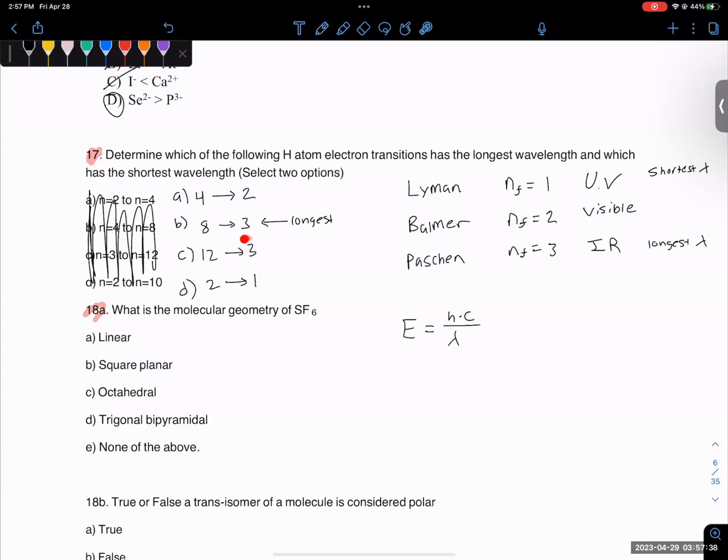Even though they're both n final equals 3, they're both Paschen series, so they're both IR. The one that has the smaller jump means it's going to release the least amount of energy, meaning it's going to have the longest wavelength.